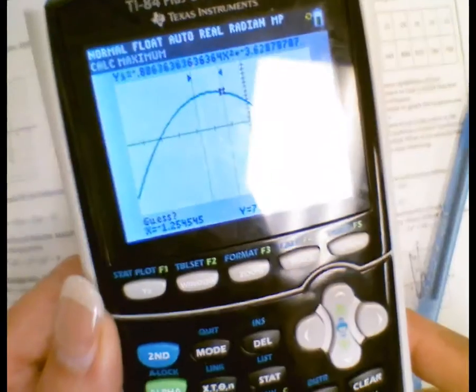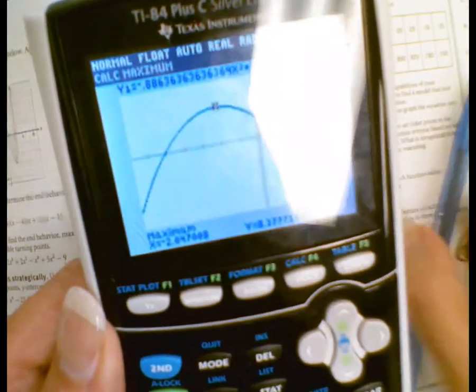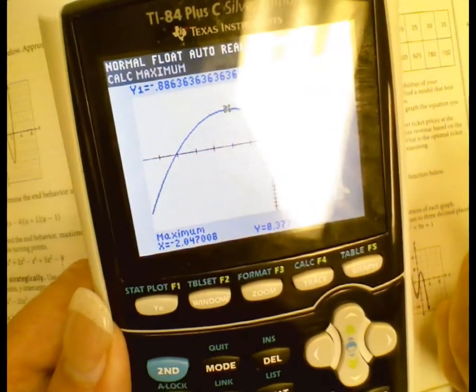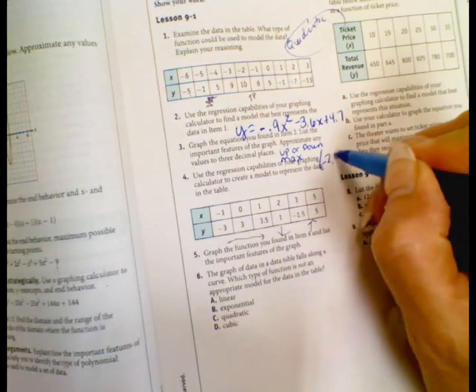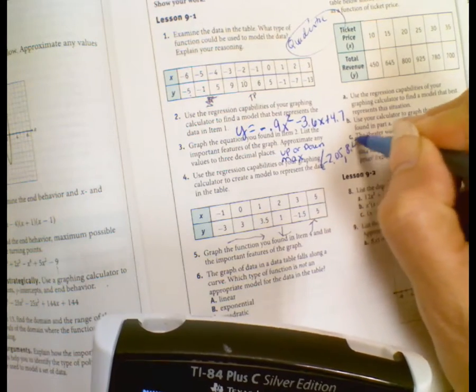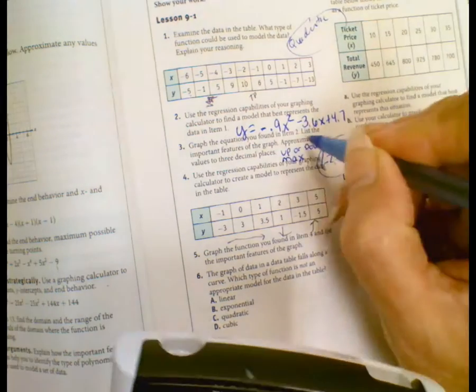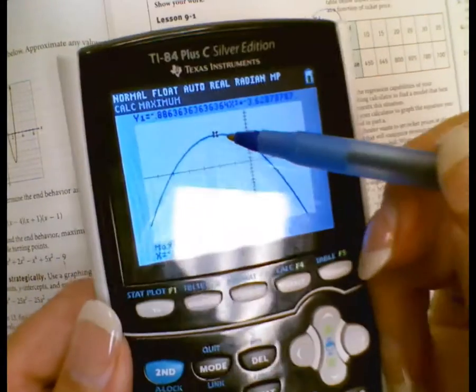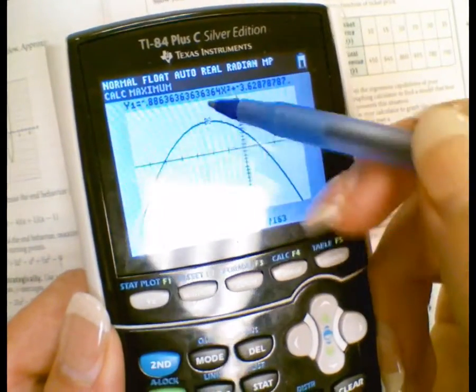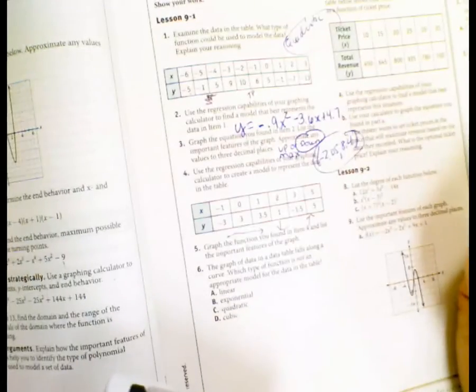You see where the lines are, your vertex should be between those two lines. And then press enter. And your maximum is negative 2.047, so we'll go negative 2.05. So my maximum is negative 2.05 and 8.4. So that's that. It opens down, and it's symmetric to the line x equals negative 2.04. So that's just a couple things you can do.